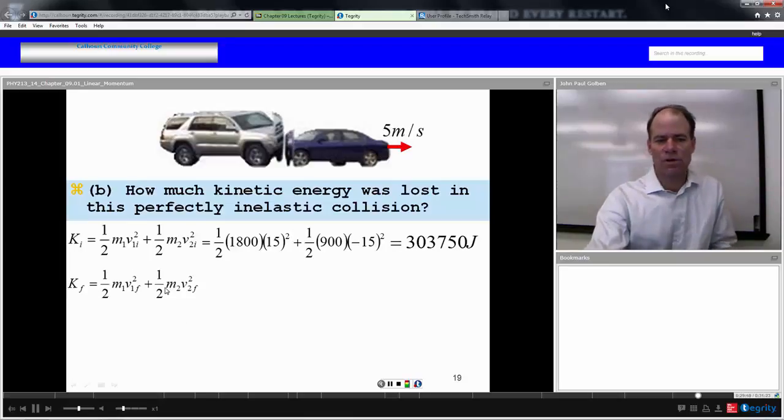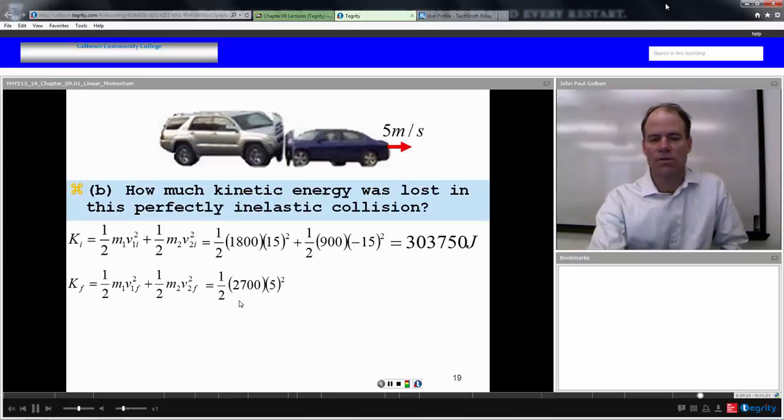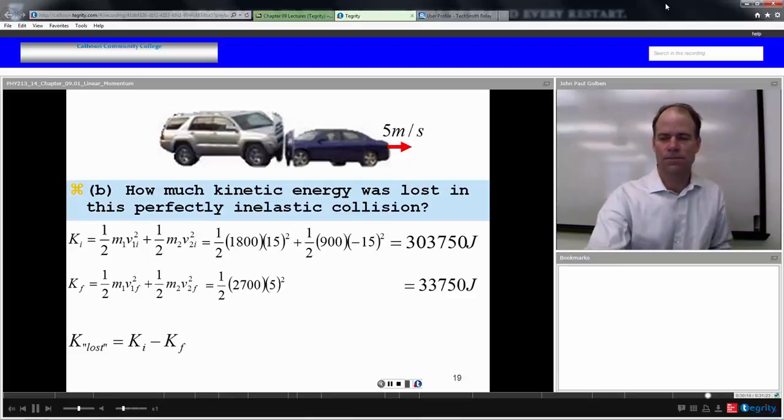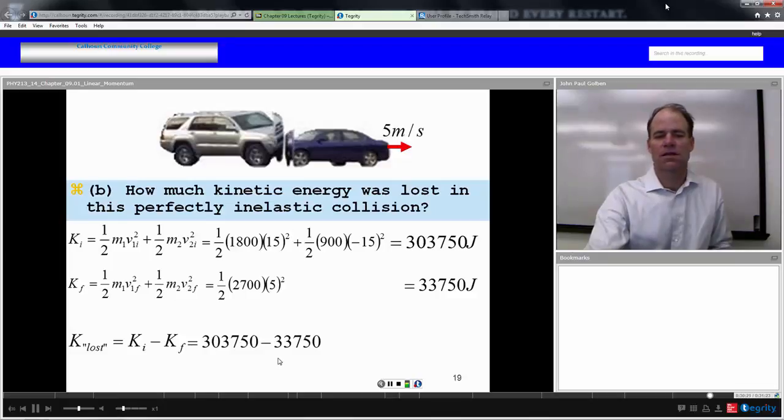Afterwards, they stick together, so they have a common final velocity. So we can write this as 1/2 times their total mass, 2,700 kilograms, times their final velocity, 5 meters per second squared. We end up with a final kinetic energy right after the collision of 33,750 joules. That's immediately after the collision. So due to the collision, we lost 303,750 minus 33,750, or 270,000 joules.